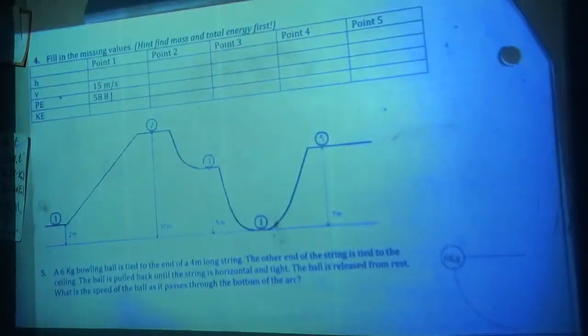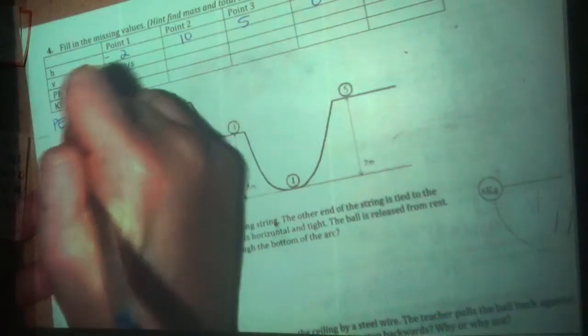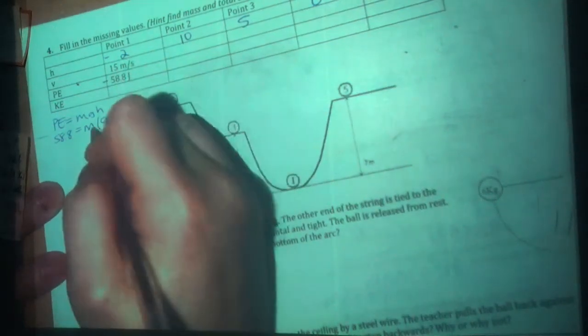Okay, roller coaster problem. So I have been given all of these heights, so I'm going to go ahead and put in heights. And if you look at point 1, I have height, velocity, and potential. Now I haven't been given the mass, but I have been given the potential and the height. So I can plug into the PE equals mgh. 58.8 is my PE. Mass is what I'm looking for. G is 9.8. Height is 2. Now I can simplify the mass times 9.8 times 2 is just 19.6 mass.